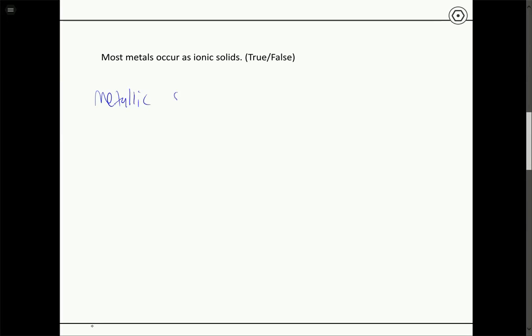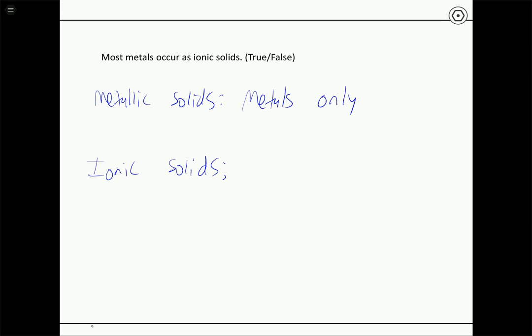There's metallic solids and ionic solids. These are the two types we talked about where one of the components at least is a metal. Metallic solids are metals only, so you just have one metal in the structure, sometimes more than one if it's what we call an alloy or an intermetallic, but we didn't talk a lot of details about those. Ionic solids are going to have a metal paired with a nonmetal.